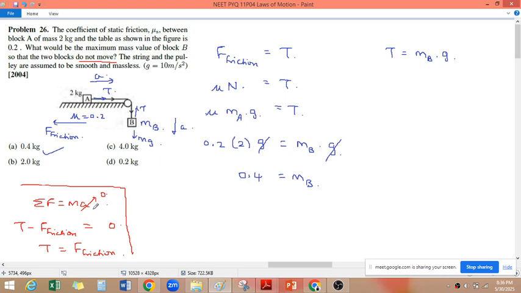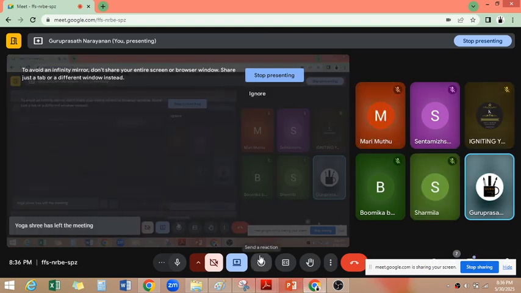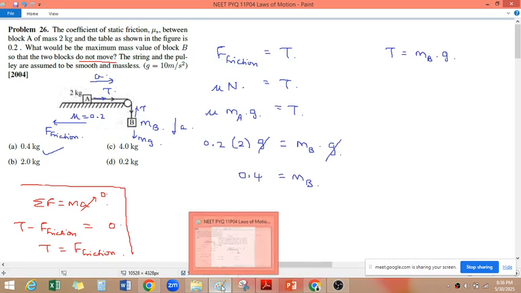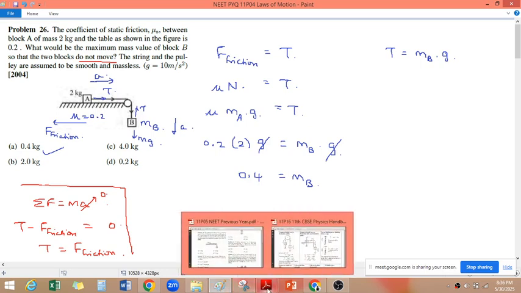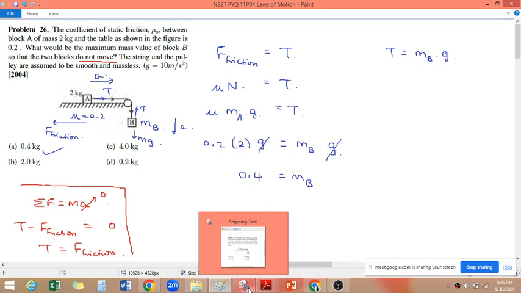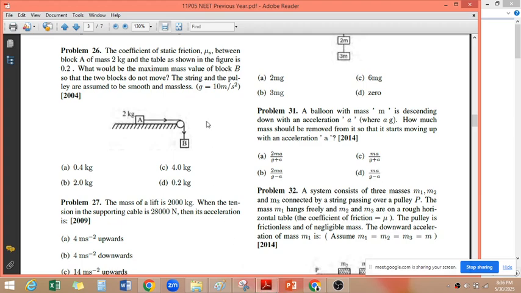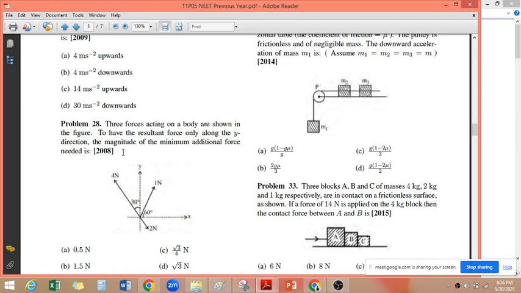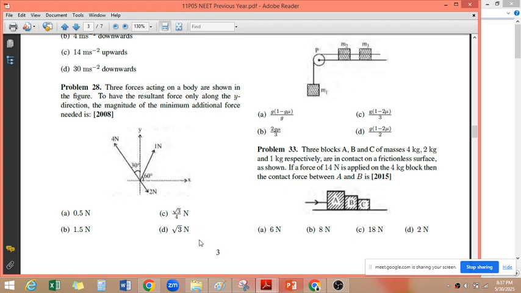Any doubts so far, around following everything? So 26. 27 I'm going to leave it as homework. 28 we can do it.